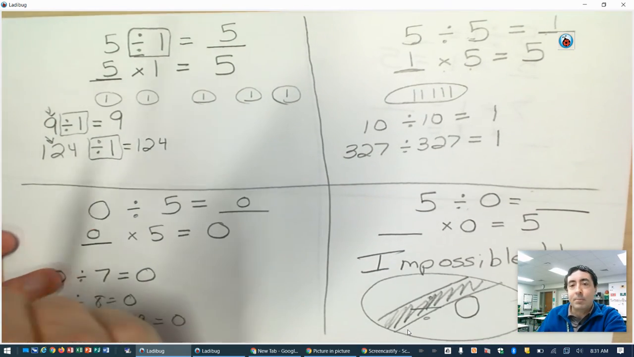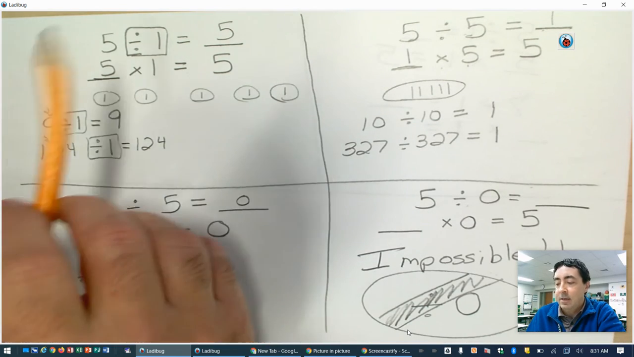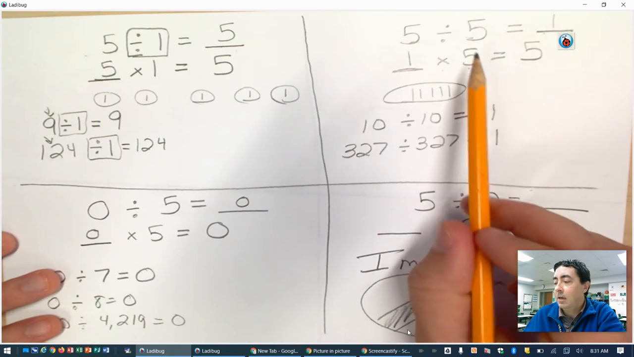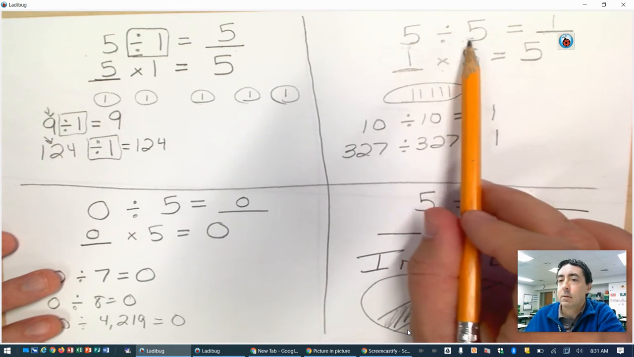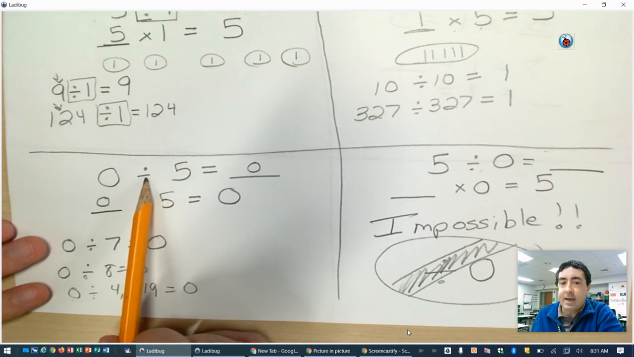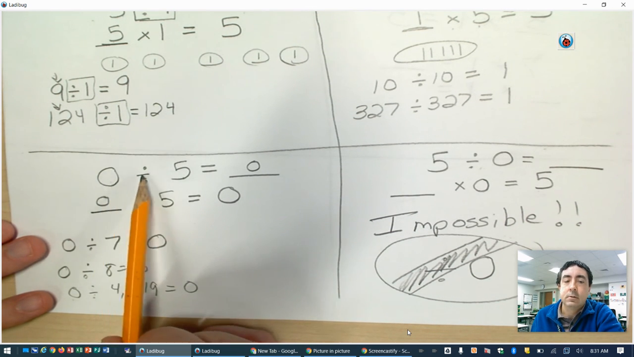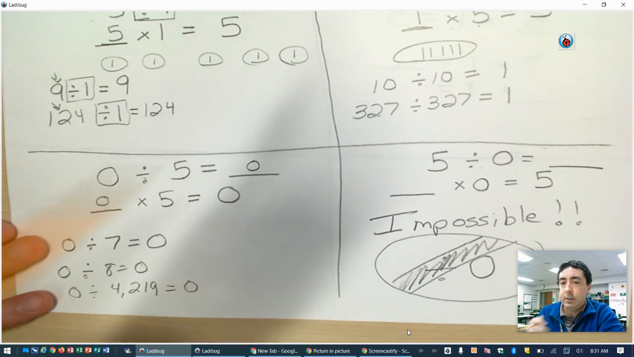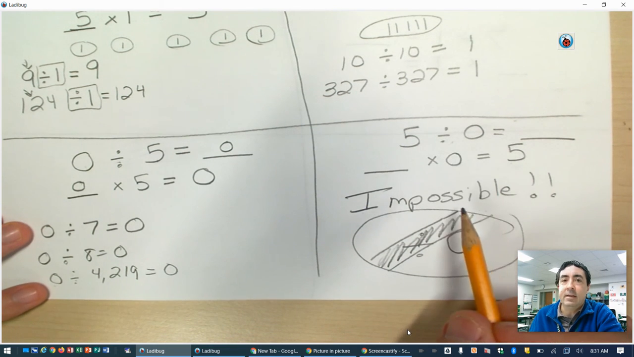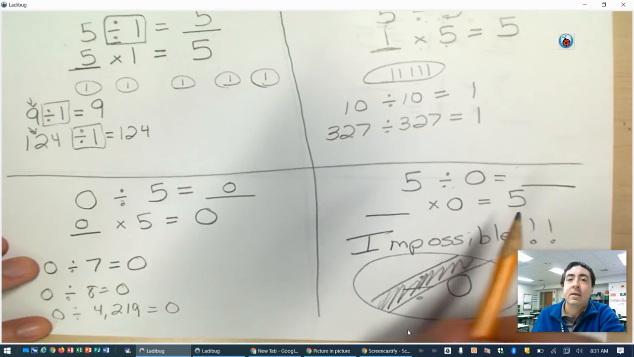So in summary, we have basically 3 problems we can do and 1 that we can't. If we divide by 1, the answer is always the first number. If we divide by the same number, the answer is always 1. If I have 0 first, divided by any number, the answer is always 0. And if I have the 0 second, that is a problem that is impossible. You cannot do it. All right.